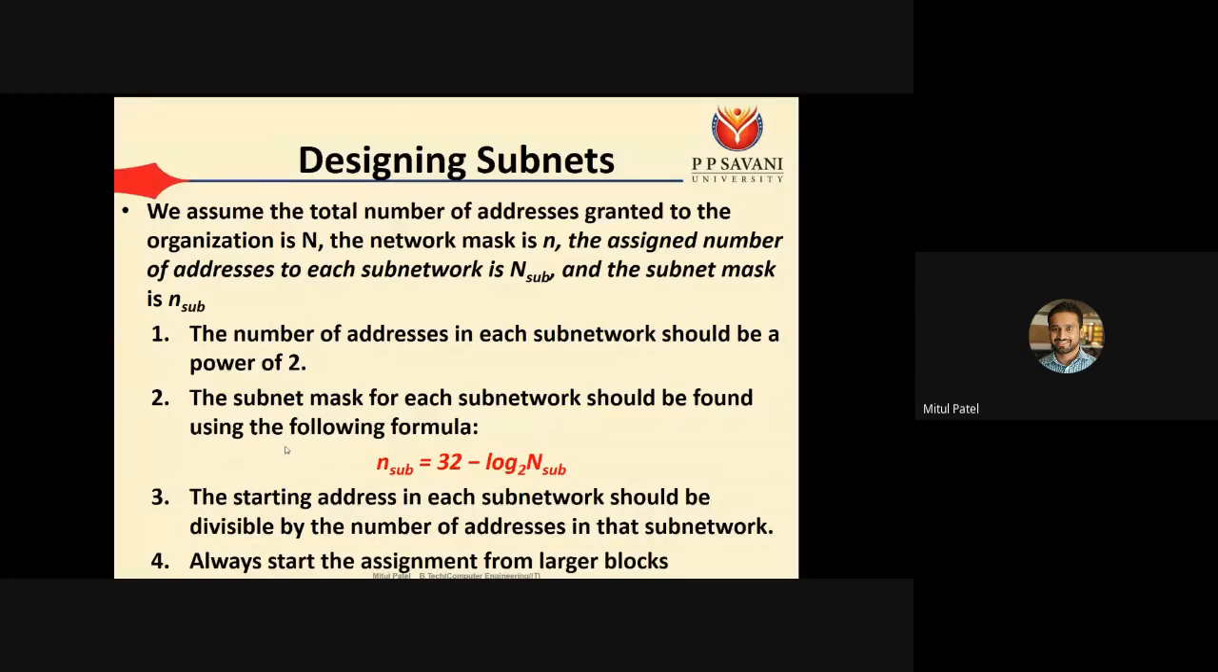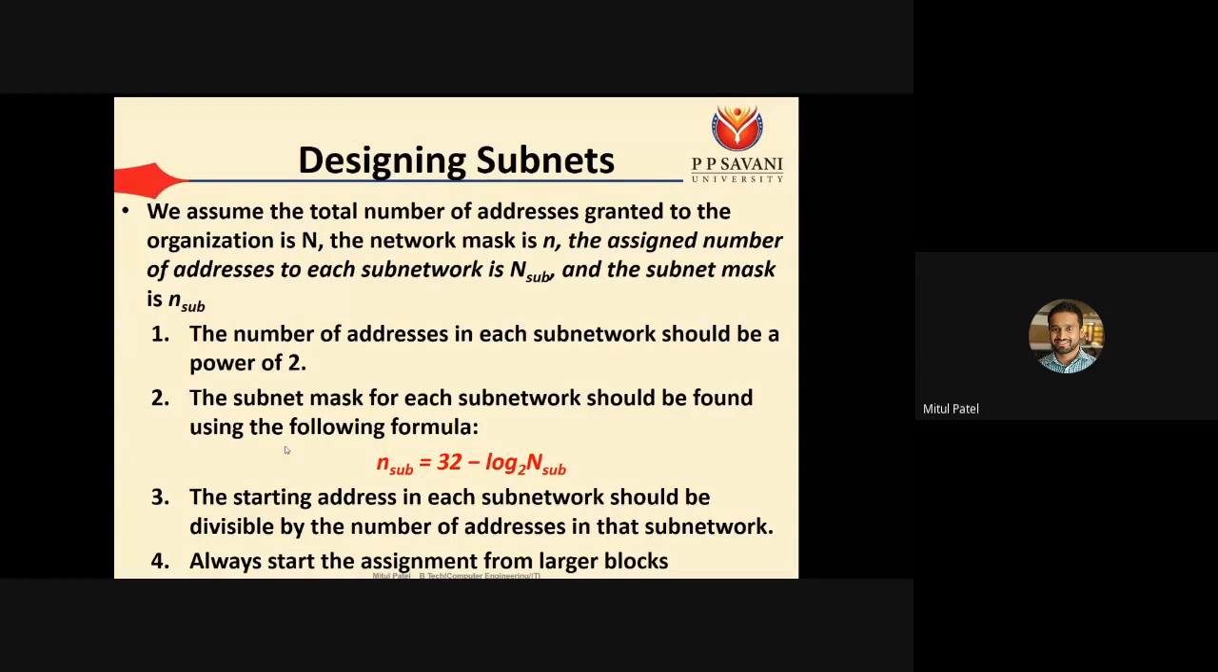While in the case of classless addressing, we should consider the total number of addresses, the network mask, the assigned number of addresses to each subnetwork, that is N sub, and also the subnet mask n sub. We should consider four rules when performing subnetting in classless addressing.